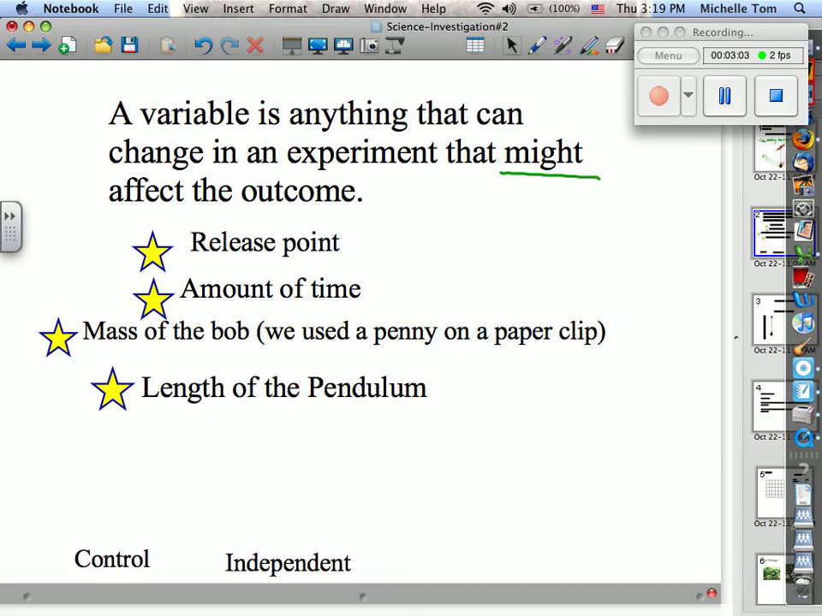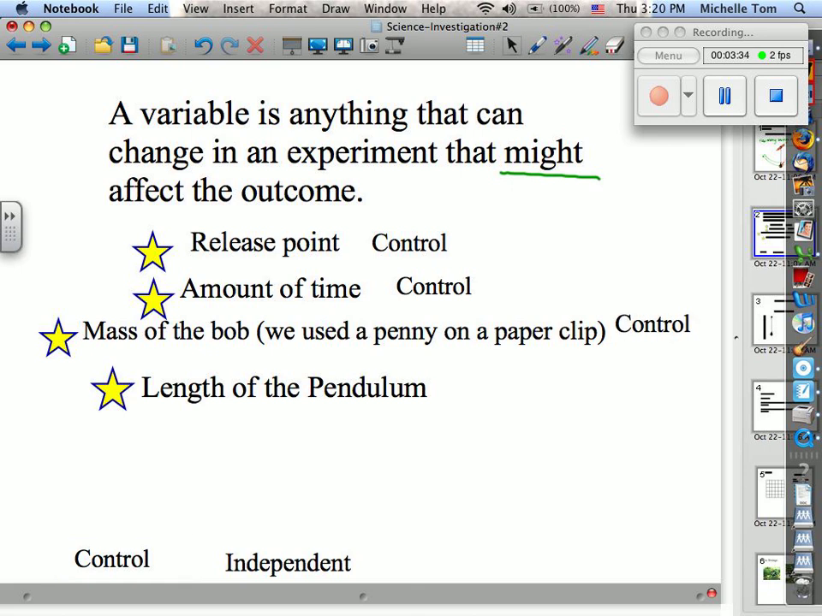Every single group or pair looked at these variables and said, are they going to be the same as the other pair or another group, or are we going to be different? Well, the release point was the same for everybody, so that would be a control. Same with the amount of time. Everybody counted number of swings in 15 seconds. That's a control as well. The mass of the bob, everyone used a penny and a paper clip, so that was a control as well.